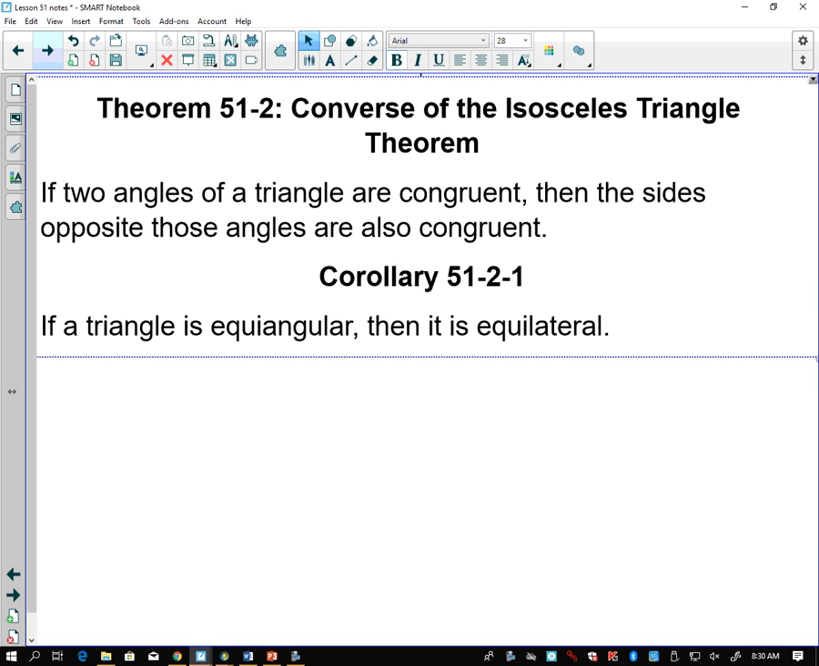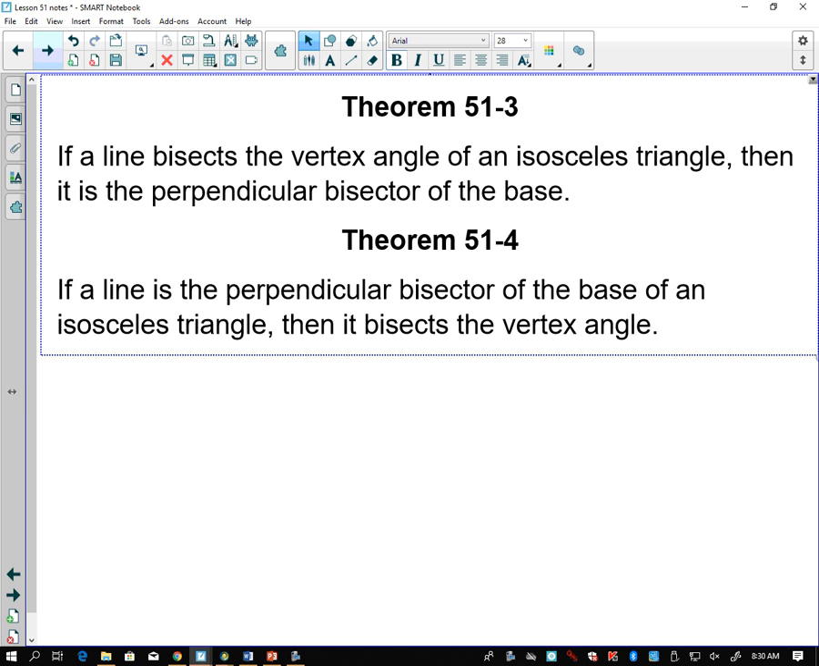Okay? All right, so this represents the converse here. 51-2, converse of the isosceles triangle theorem: if two angles of a triangle are congruent, then the sides opposite those angles are congruent. That's what we were just looking at in terms of those base angles. If a triangle is equiangular, then it's equilateral. We've established that. Okay, 51-3: if a line bisects the vertex angle of an isosceles triangle, then it is the perpendicular bisector of the base.